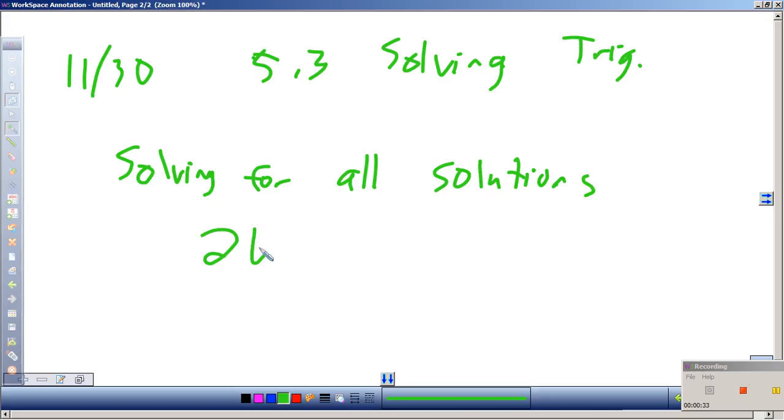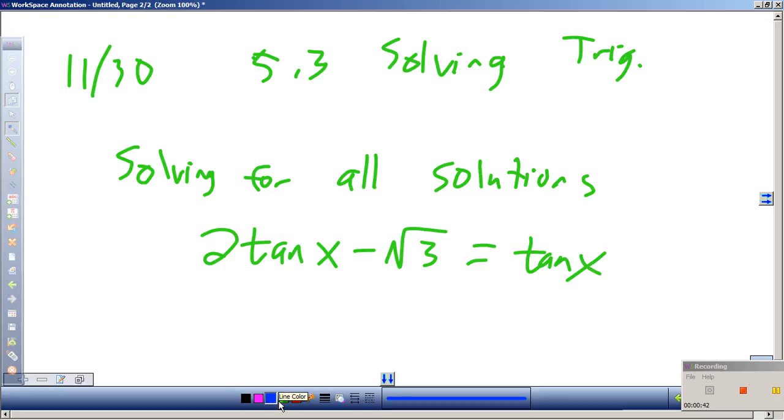So let's start with this one. 2 tangent x minus root 3 equals tangent of x. And I expect you to be able to do this without your calculator. Any suggestions?